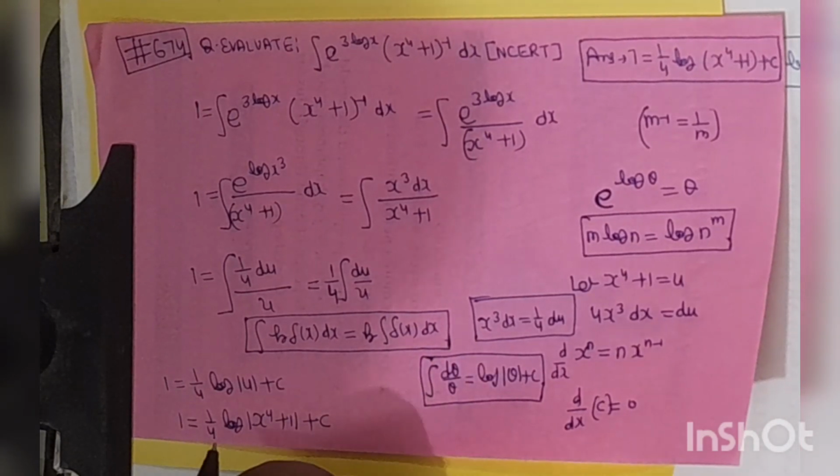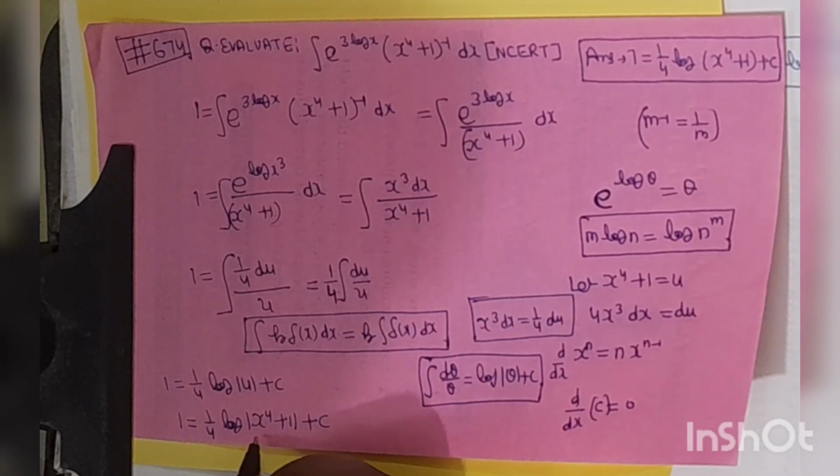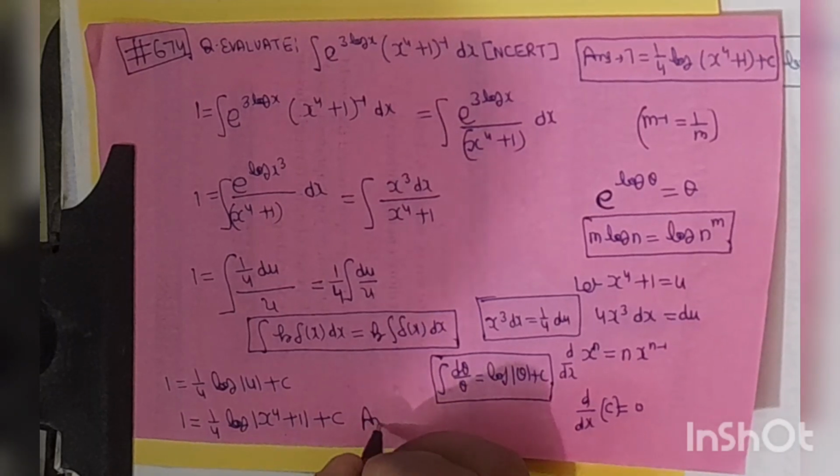The final answer is I is equal to 1 upon 4 log mod x to the power 4 plus 1 plus c. This is the final answer.